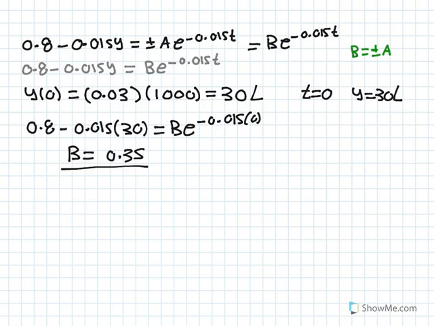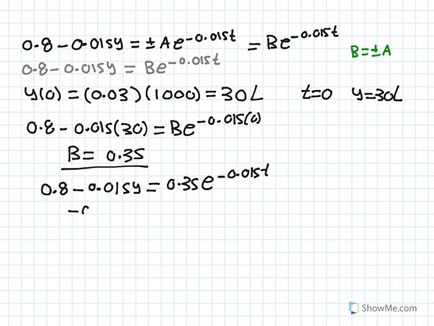All right, let's put this back in. So we have our expression, y in terms of t: 0.8 minus 0.015y is equal to 0.35 e to the minus 0.015t. Now we want to solve for y as an explicit function of time. So let's subtract 0.8 from both sides and divide by negative 0.015.